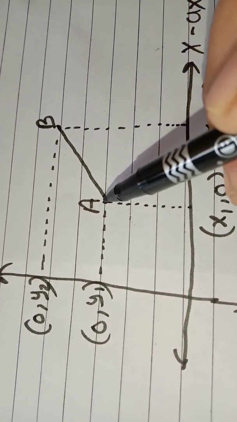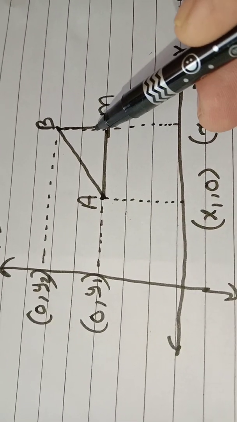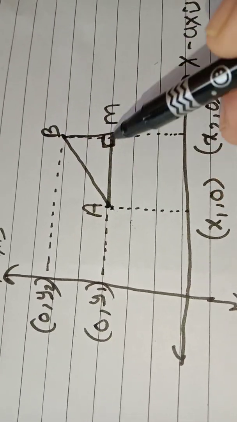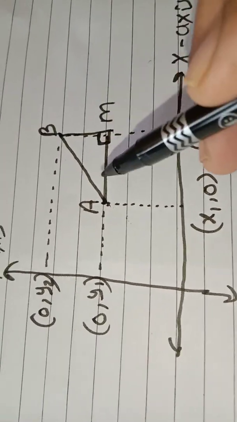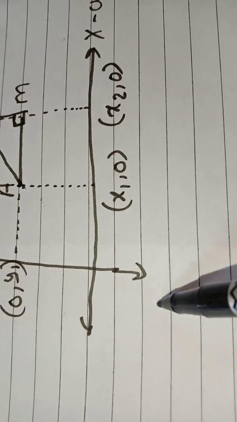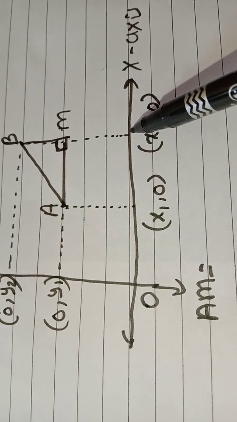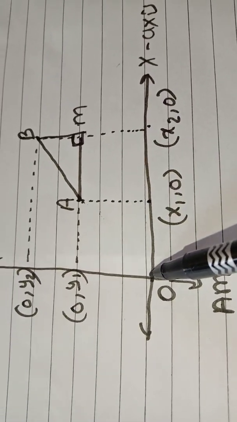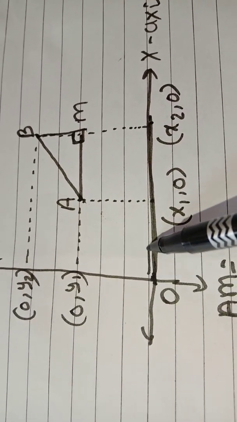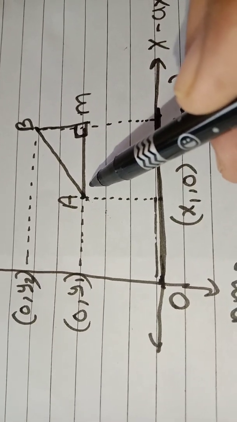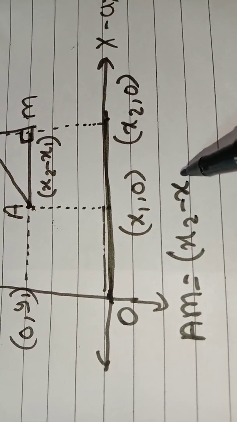So for that I will construct here M, such that AM is perpendicular to MB. So can you see it is a right angle triangle. Now what is the length of AM? See, from the origin it is x2 and it is x1. The whole length is x2 and this length is x1. So the remaining length AM will be x2 minus x1.